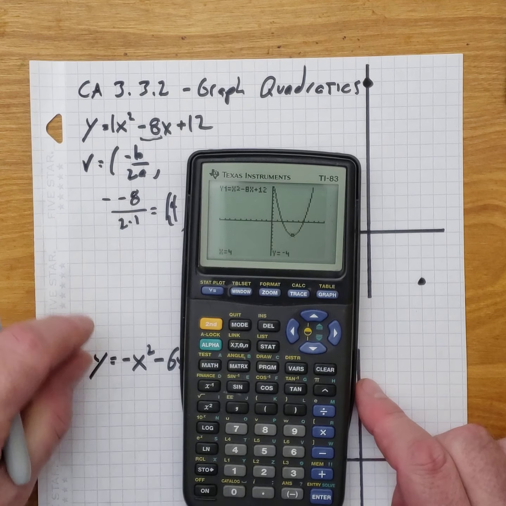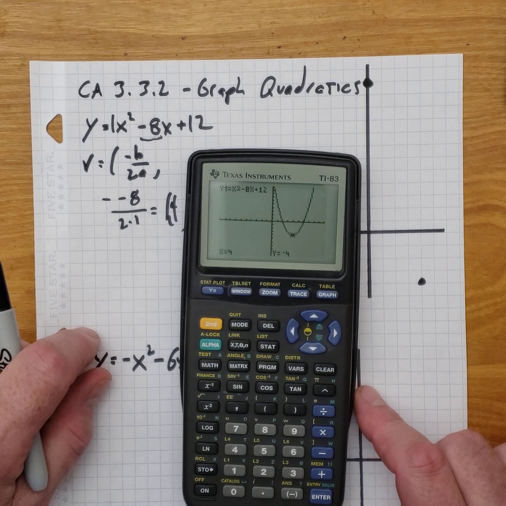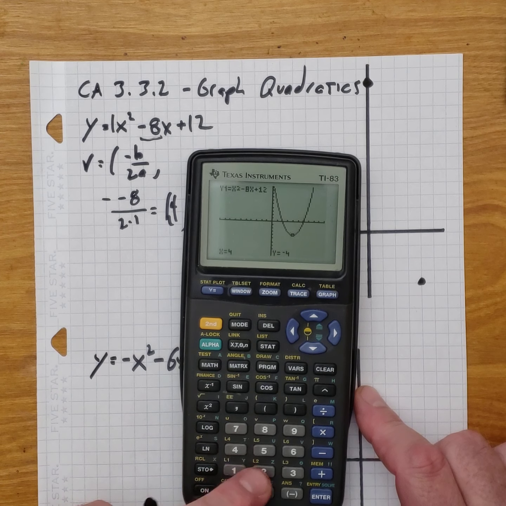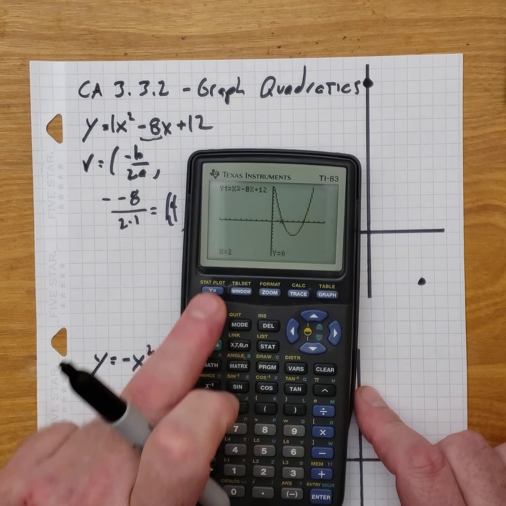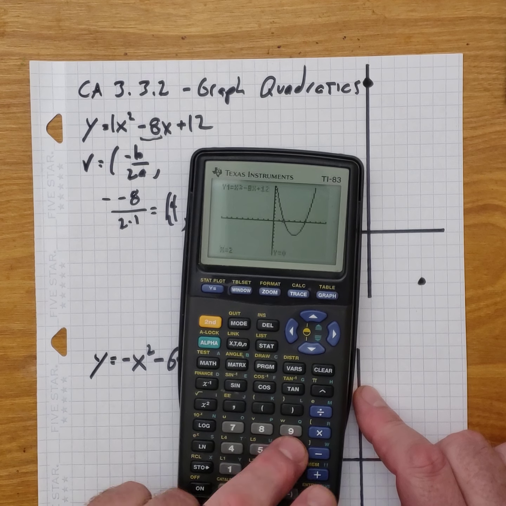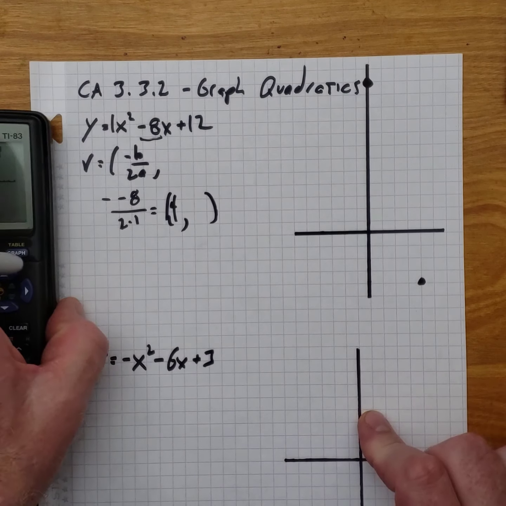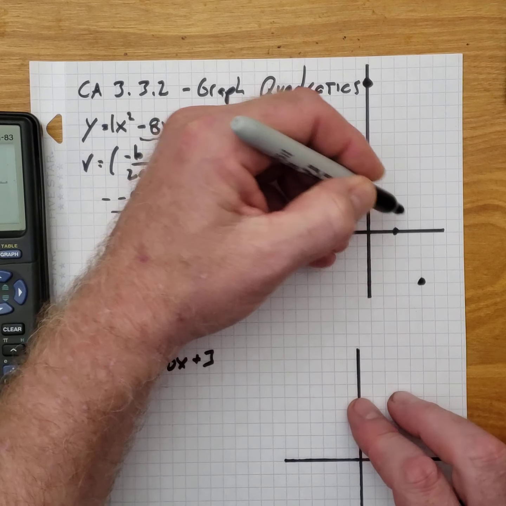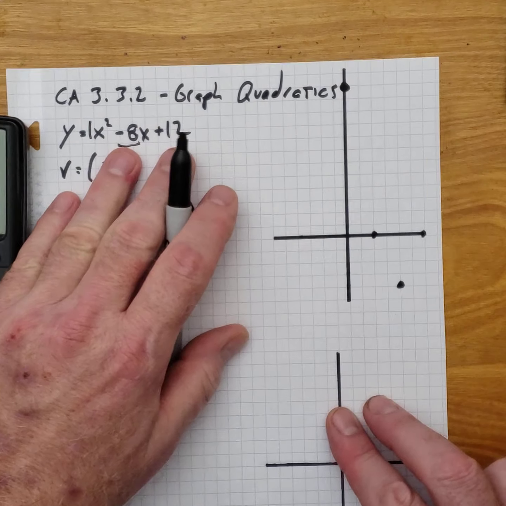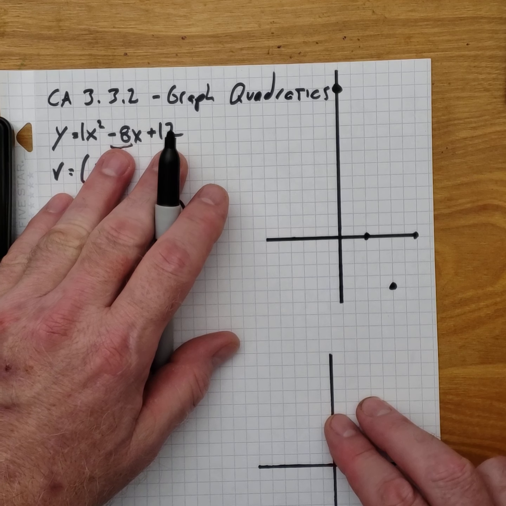Looks like we've got x-intercepts at 2 and 6. Let's double check that. We're still in trace. If we put in a 2, do we get 2, 0? Yes, we do. Do we get 6, 0? Yes, we do. So there's our x-intercepts, right at 2 and right at 6. Sorry, a little bit off my screen there.